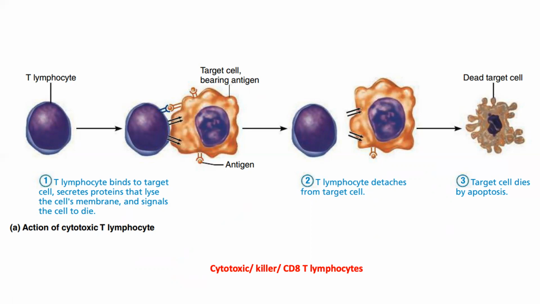So now this is a little bit closer look of the T lymphocyte action. And we have a few other types of T lymphocytes, which are called cytotoxic T lymphocyte and helper.